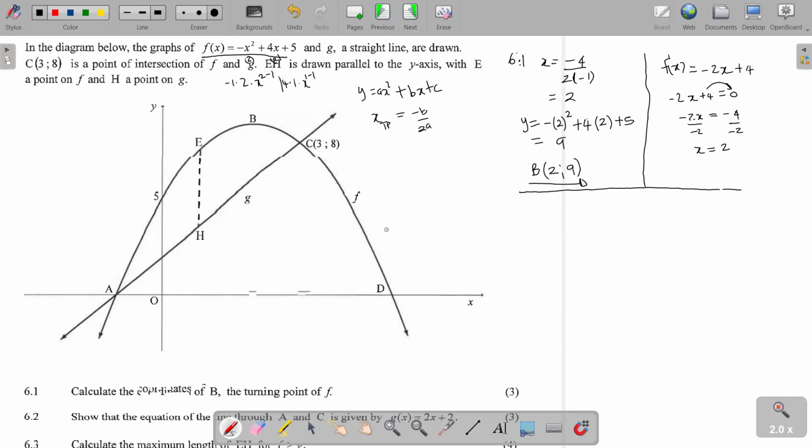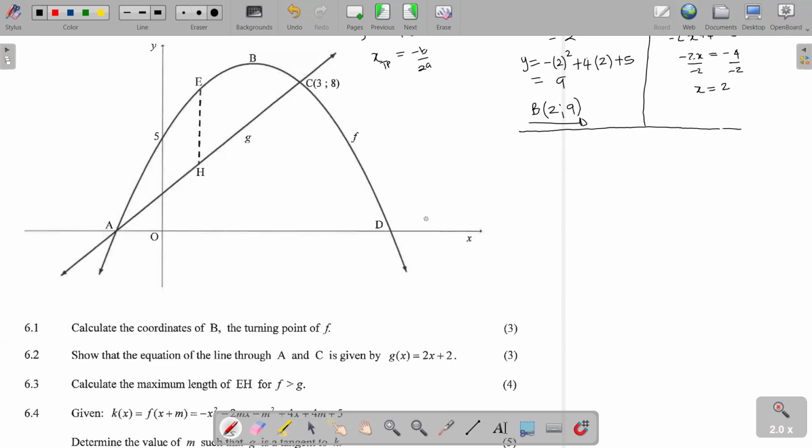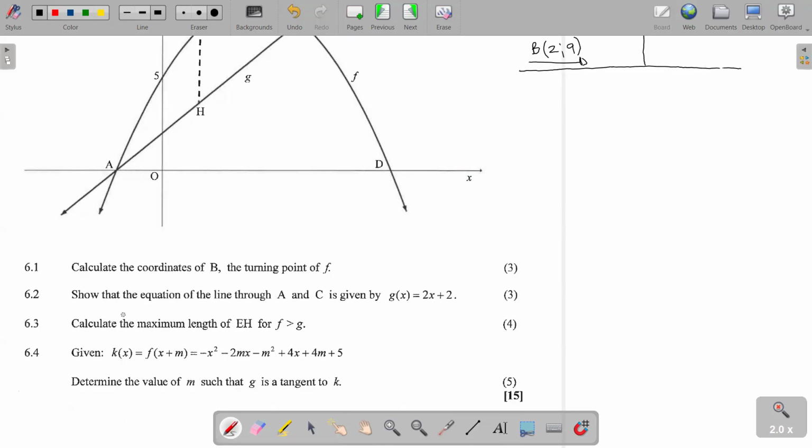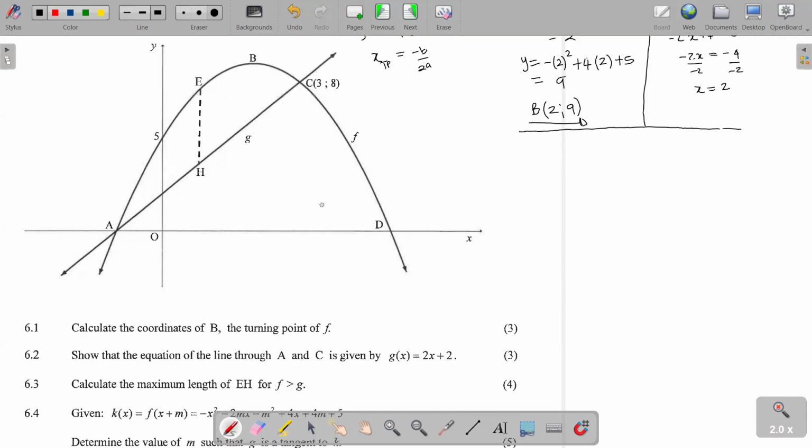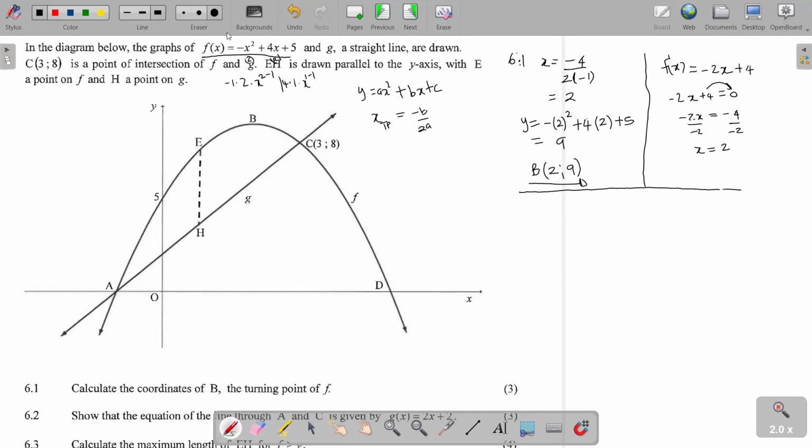Then, if we are to check the second question, it is saying that the equation of the line through A and C is given by this. This is C, this is A. So to get the equation of the line, we are going to need the coordinates of A so that we will be able to calculate the gradient. If we check this A, it is the x-intercept of both graphs, which is f and g.